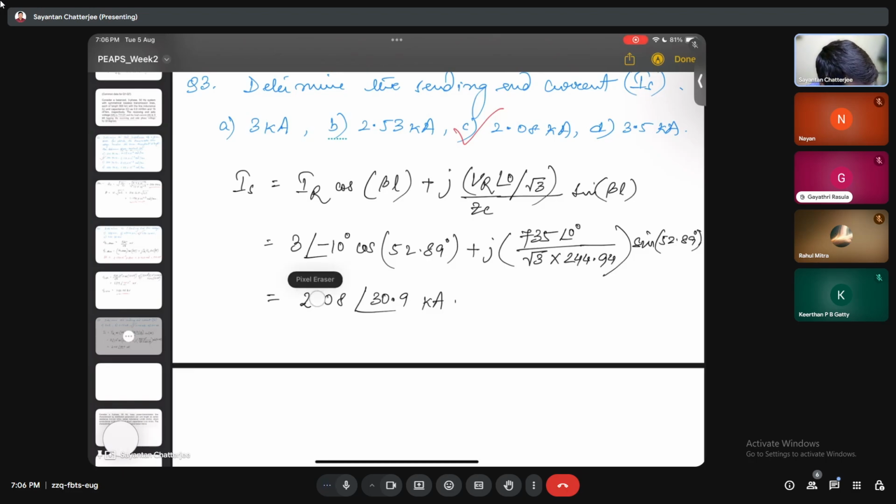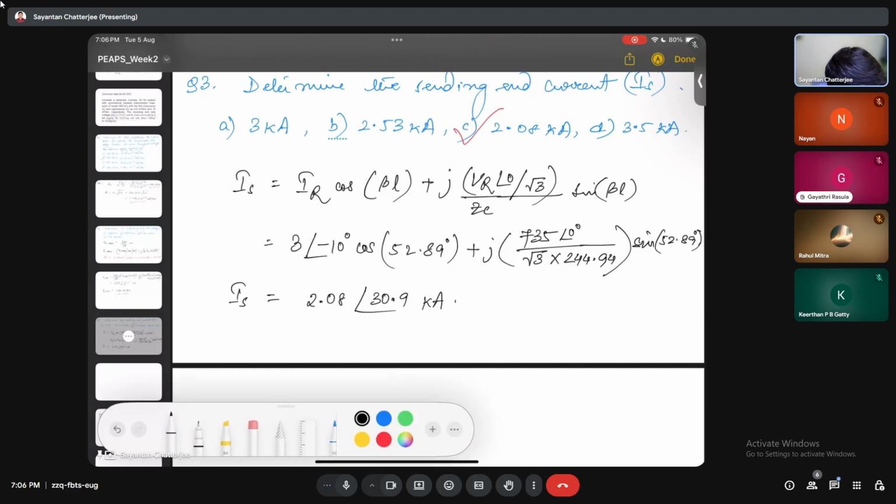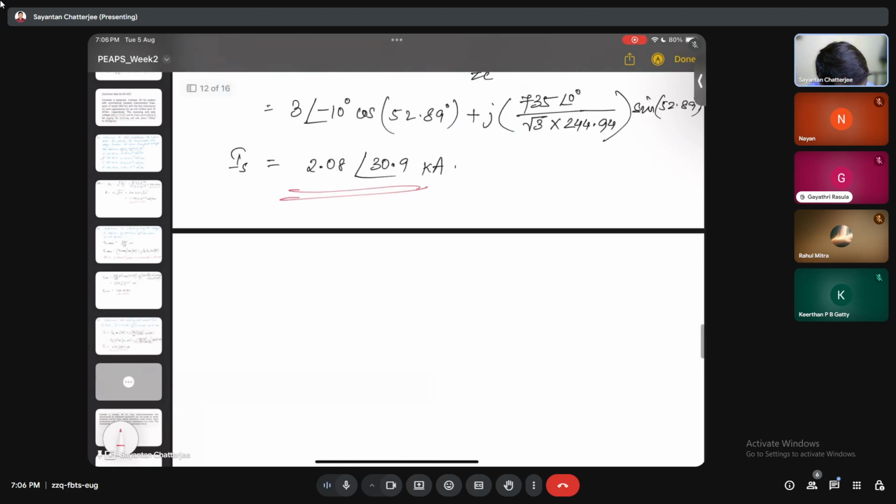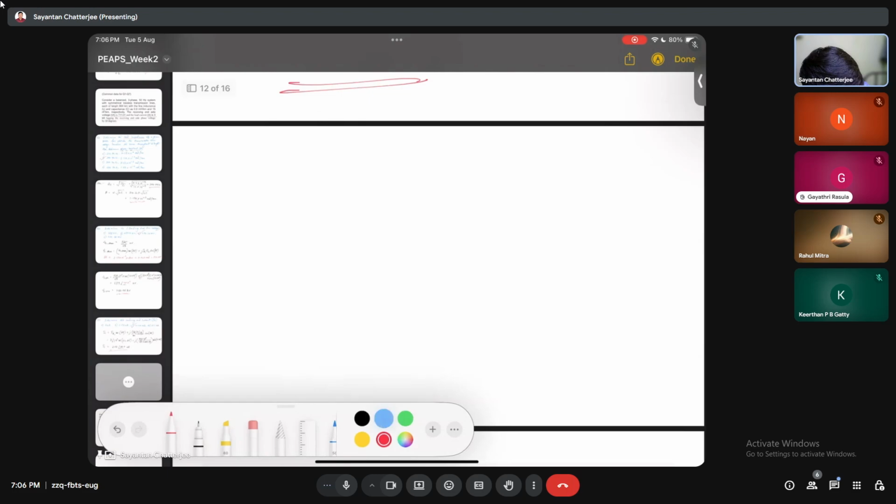So 2.08. This is the phase current as well as the line current, so you don't need to convert it in any way. This is the final answer. So moving on to the next question.